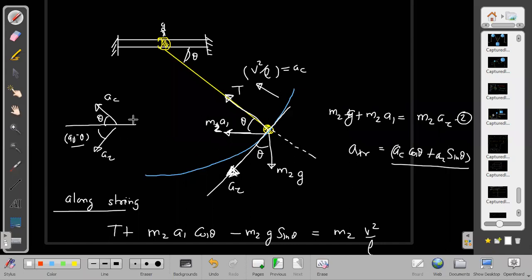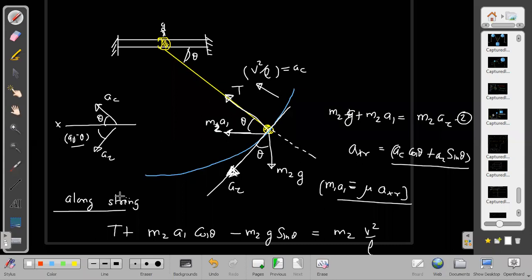AC cos theta plus A tau sin theta. I am just taking the components along the x-axis. The reason for doing all that is that I can write this equation at last: M1 into A1 is equal to mu into AX relative. We can use this equation here.